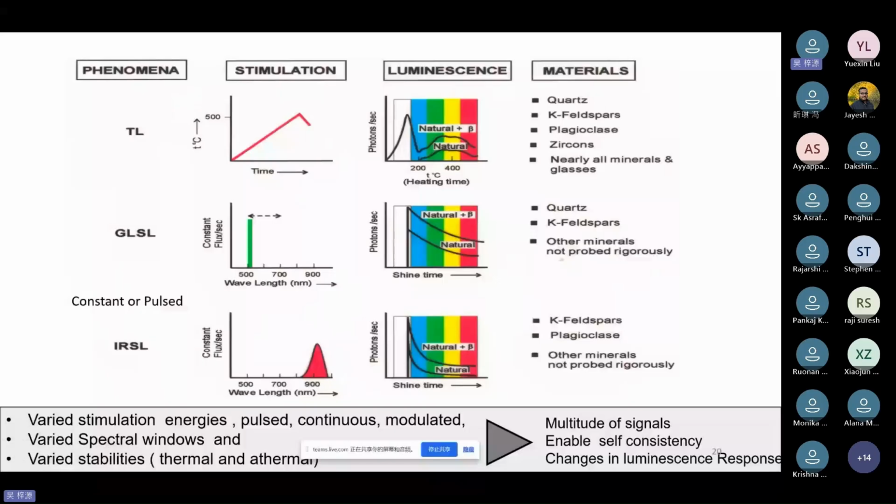and we use these to our advantage to isolate various signals. So we do time-resolved measurements, we do pulse measurements. We use a variety of stimulation energies, green, blue, violet, and we use a variety of spectral windows to be able to get the optimum signal which will meet our requirements of dating applications. So we have a multiplicity of signals, and this means we can use varied signals in the same sample to get a self-consistent framework.